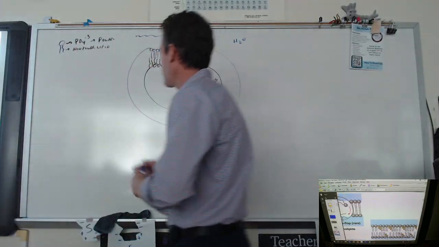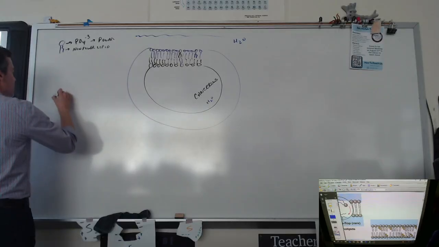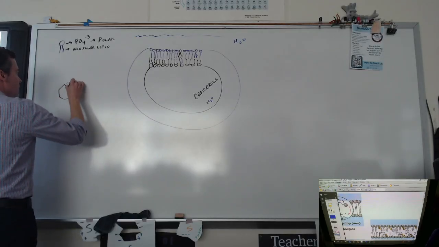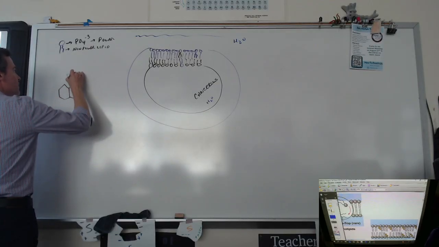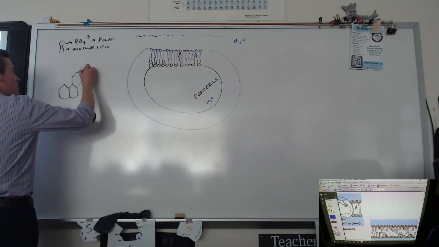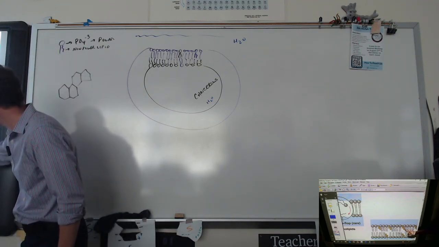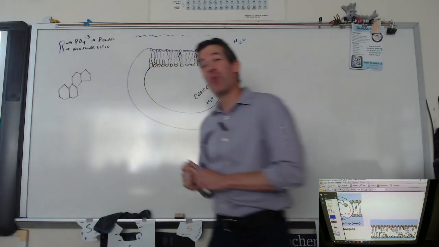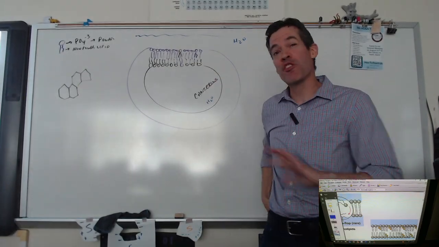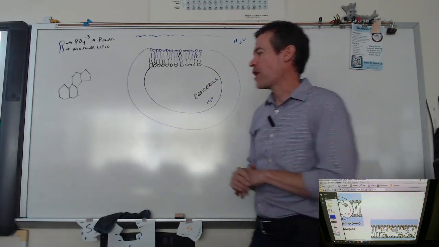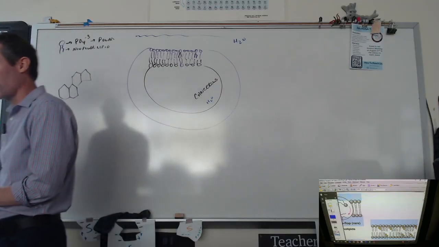But cholesterol has this distinctive hexagon, hexagon, hexagon, pentagon shape. So that's what that's supposed to be: hex, hex, hex, pentagon. And if I put cholesterol in there, it can change the fluidity a little bit. For AP Bio, all you have to know is it changes fluidity.